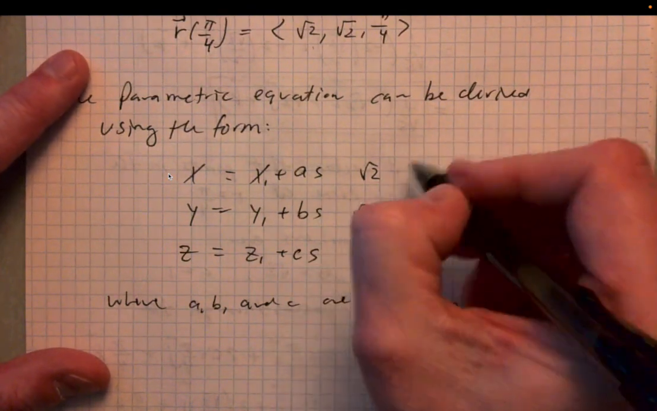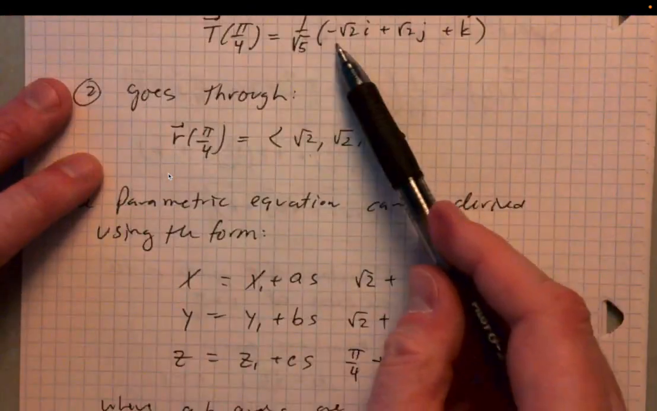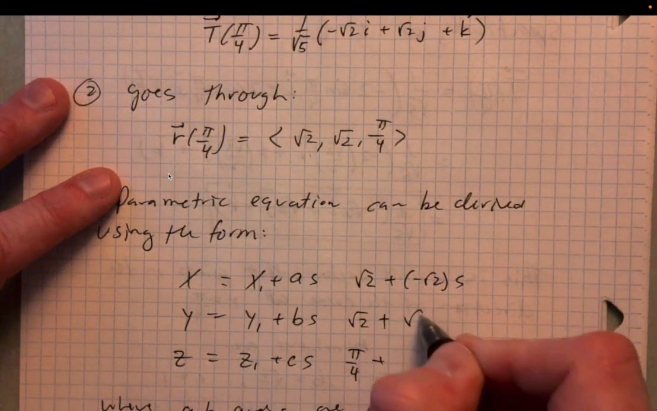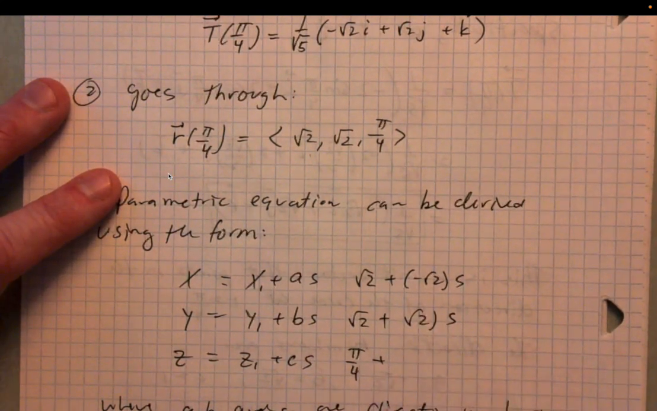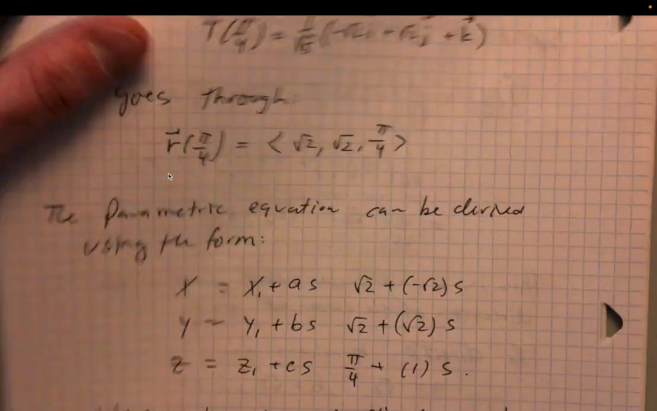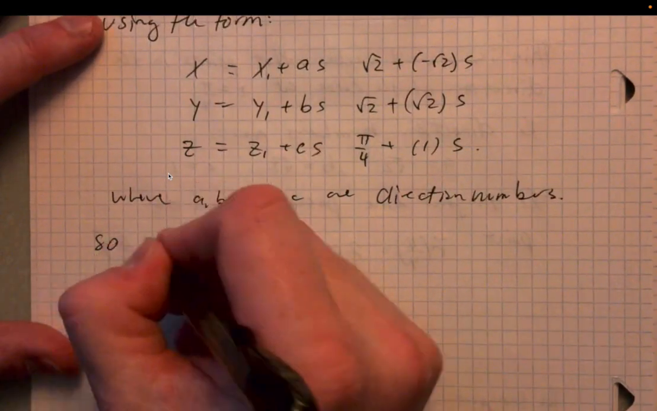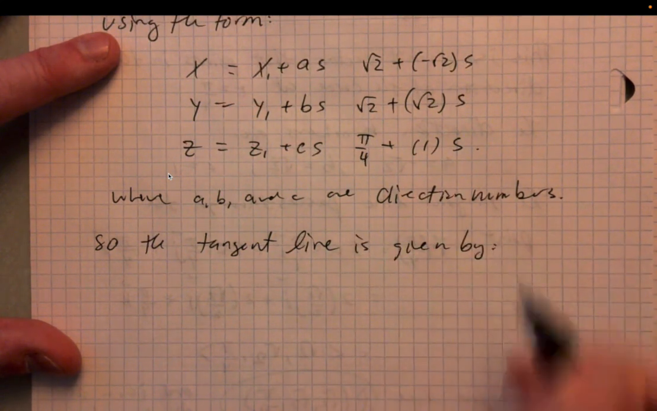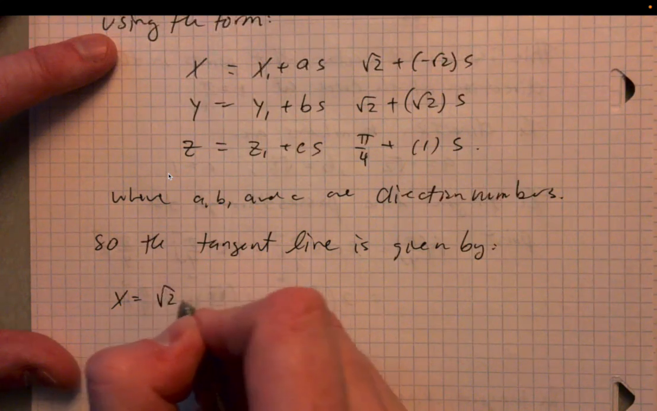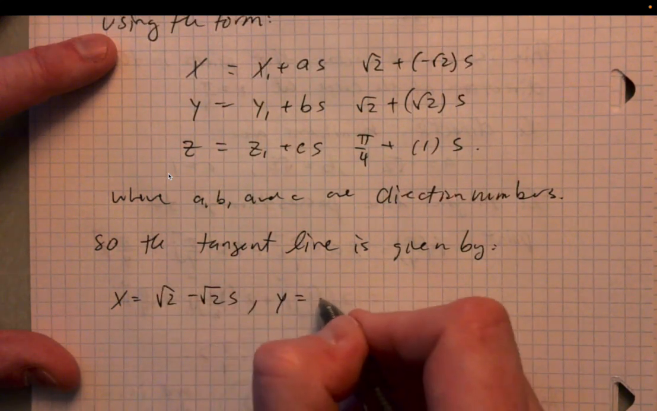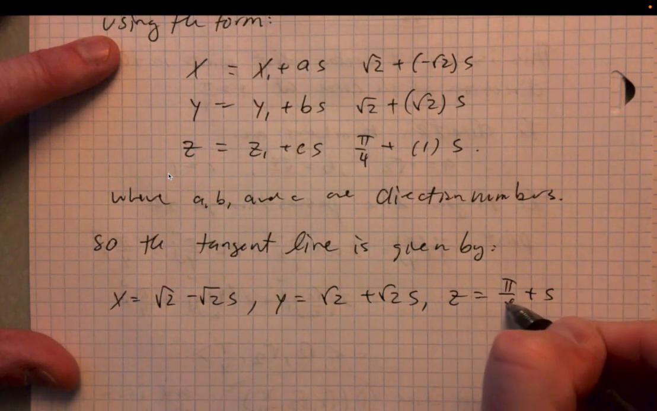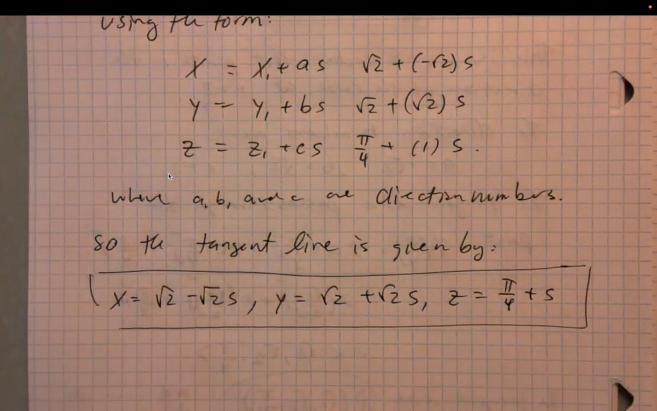And pi over 4. And then your a, b, c we're going to pull off of this. So it'll be plus negative square root of 2 s, and then plus square root of 2 s, and then this one is just plus basically 1 s. Okay. All right, and so to summarize, the tangent line is given by x equals square root of 2 minus square root of 2 s, y equals square root of 2 plus square root of 2 s, and z equals pi over 4 plus s. There it is. Okay, and so that gets us exactly what we needed, right?